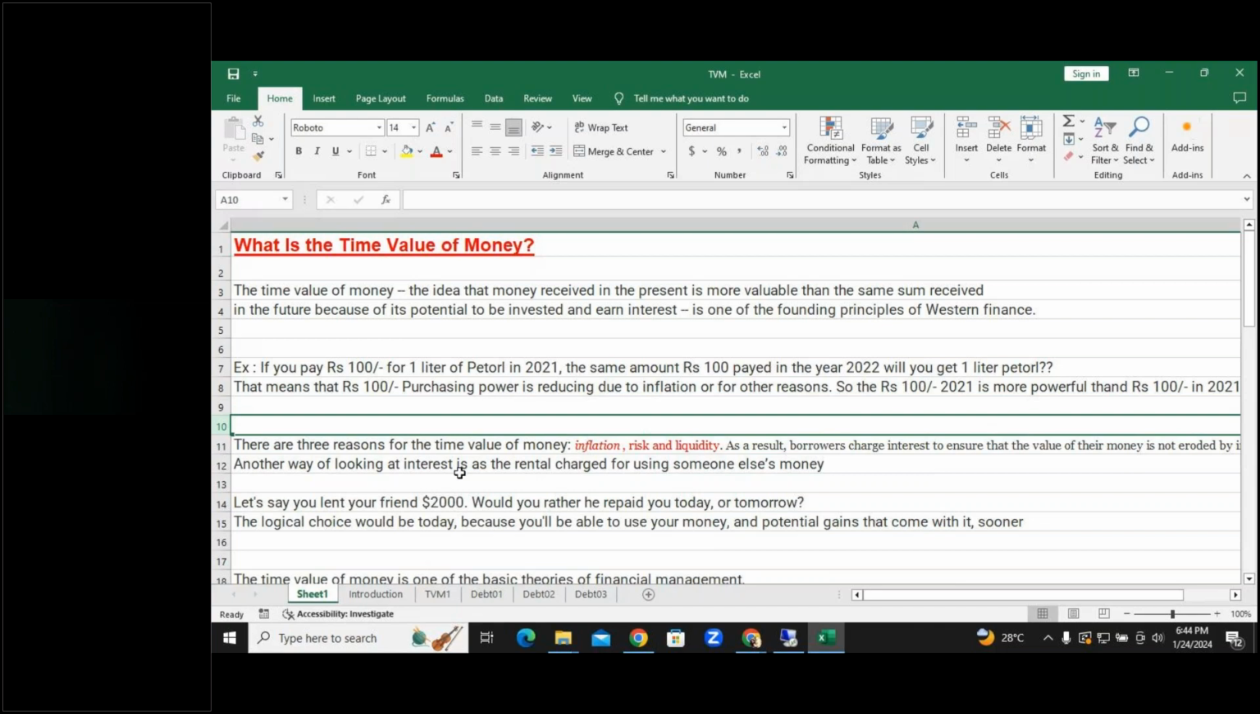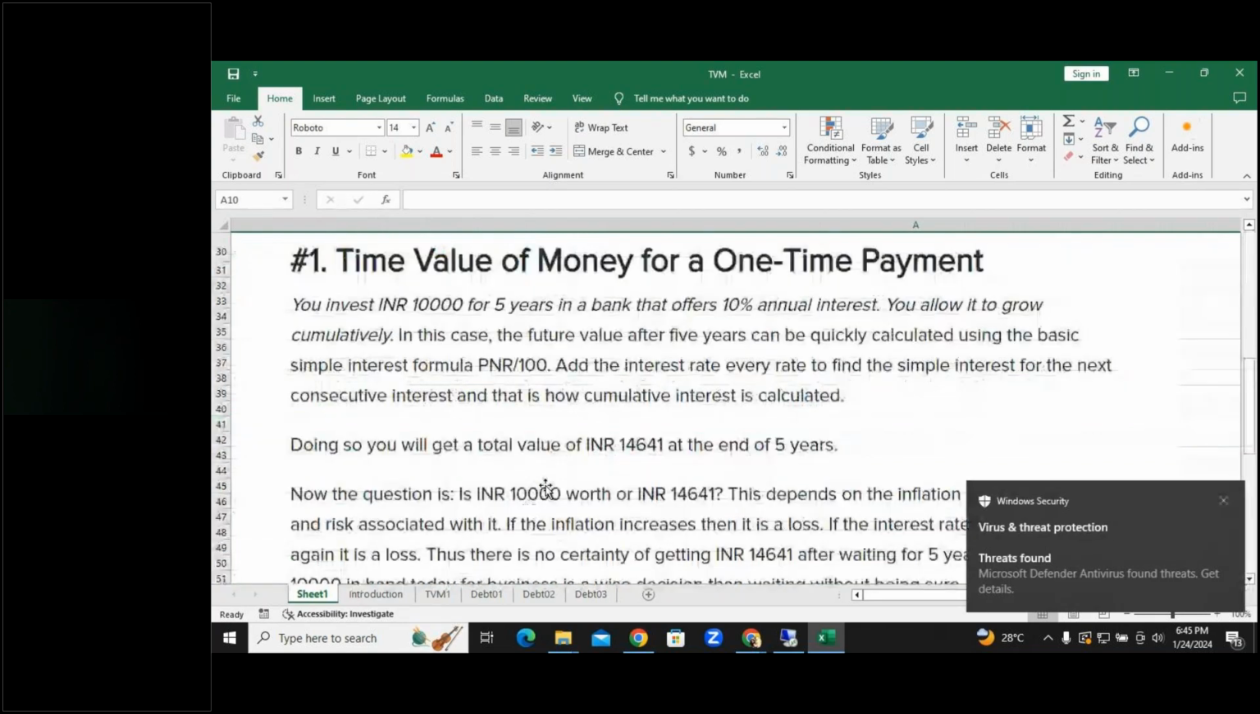So there are three reasons for the time value of money: inflation, risk and liquidity. As a result, borrowers charge interest to ensure that the value of their money is not eroded. Another way of looking at interest is as the rental charge for using someone else's money. If I am lending some money to my friend, I am not going to collect the same amount tomorrow. When I am taking it back, I'll be adding some amount of interest. That amount paid as interest is the value that is added to that money.